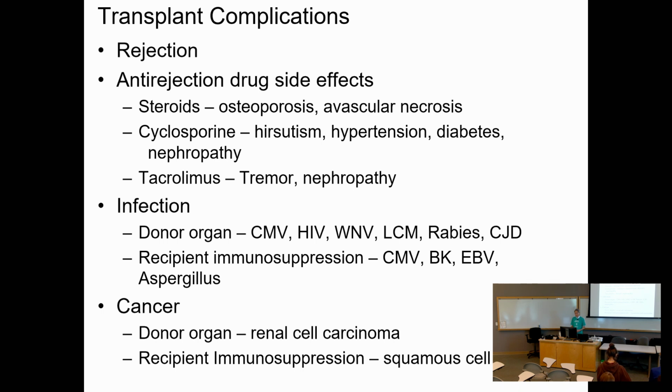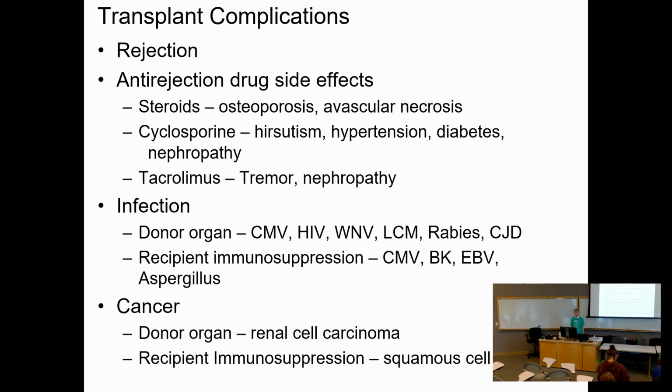There have been a number of infections, both related to the donor organ. So, some of the herpes viruses, CMV, HIV has been transmitted that way, West Nile virus. So sometimes what happens is patients who are brain dead make good deceased donor organs, but sometimes we don't have a good history on why they have brain death. West Nile virus is a neurotropic virus, rabies is neurotropic, CJD is neurotropic, so they've gotten that.